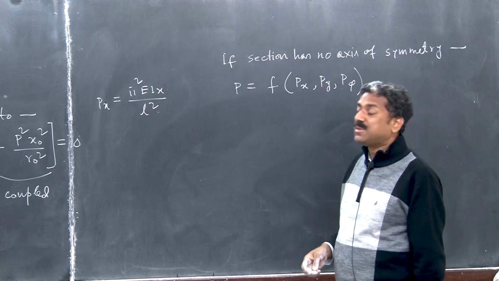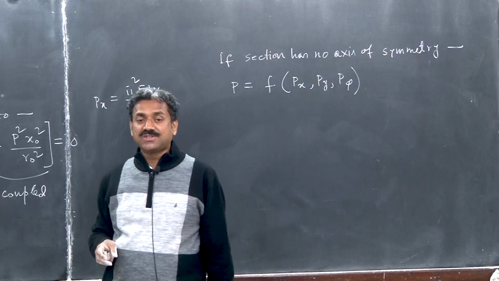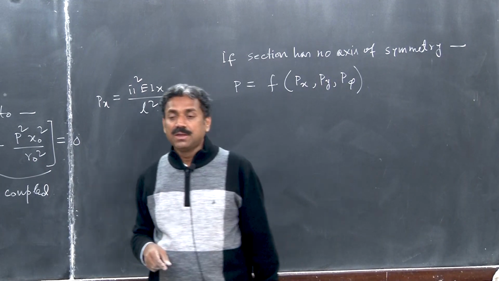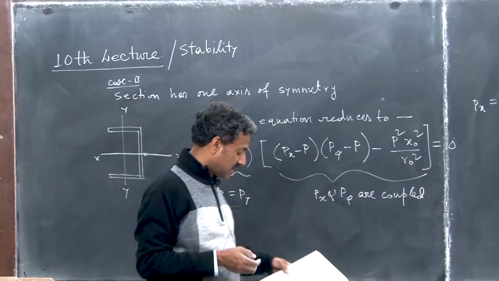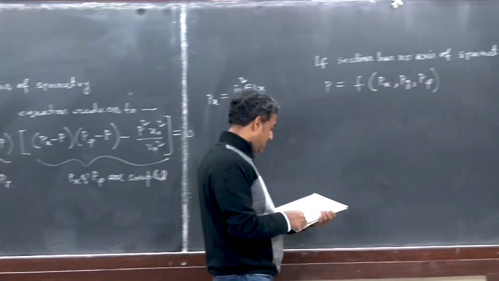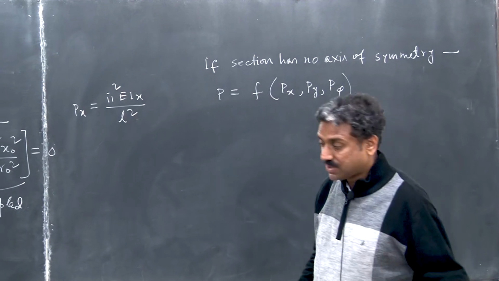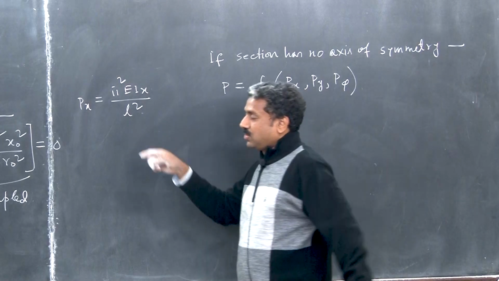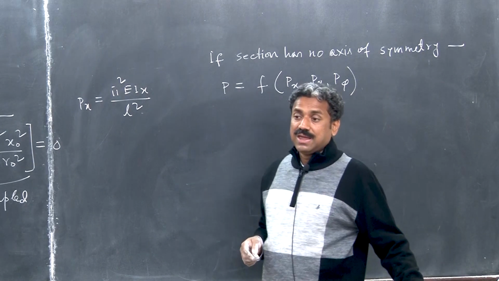Okay, because then both the flexural mode as well as the torsional mode are coupled. And then the minimum load you will get by solving this characteristics equation. So for most hot rolled sections in heavy construction, in structural construction, the torsional mode is not that important, but this really happens for aerospace structures.